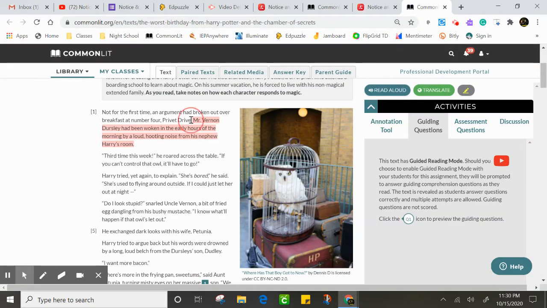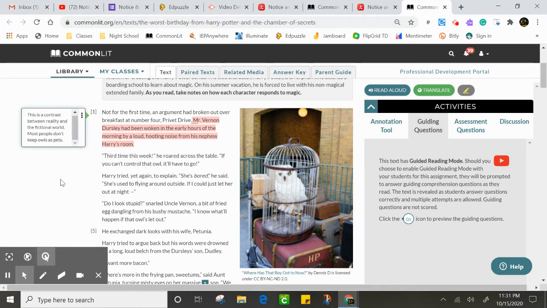I'm going to go ahead and highlight one of the words here so that I can add my annotation. So I've highlighted it, and I'm going to open up my little text box there for my annotation. And I'm thinking about that last question, that last one about how this might help me to predict. So the first thing I probably need to do is explain real quick why this is a contrast and contradiction. So I'm going to say that this is a contrast between reality and their fictional world, because most people don't have owls as pets. Okay, so I paused this so I could plop that in there.